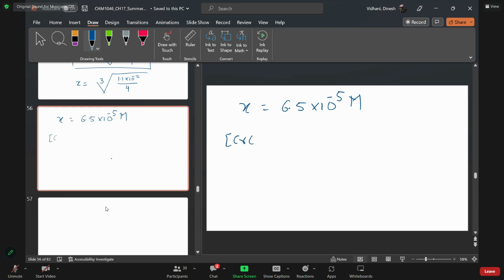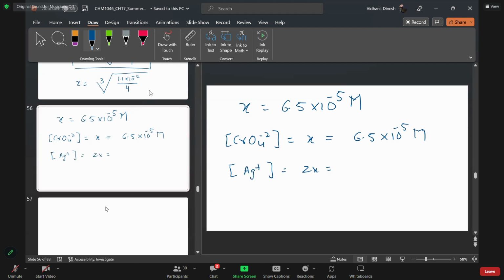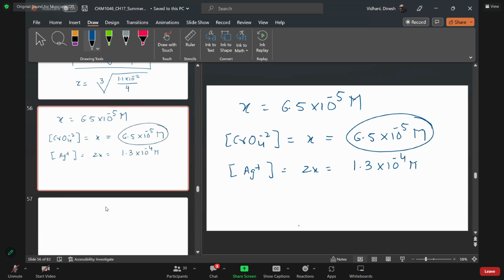Let's look at that one now. So chromate ions, that is equal to x. That's 6.5 times 10 to the power negative 5 molar. But then silver ions was supposed to be 2x. What is that one now? That's right, Roberto. 1.3 times 10 to the power negative 4. Good. All of you got that? That's going to be twice this number. So you got the concentration of silver ions in the solution.